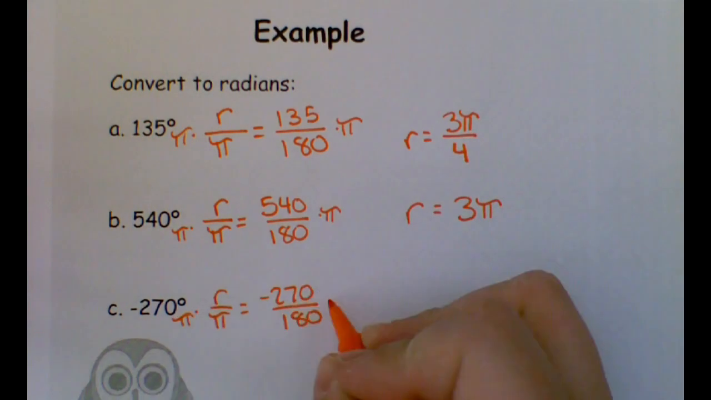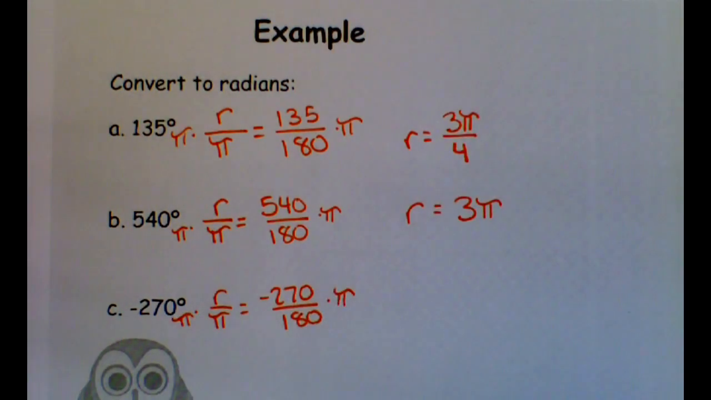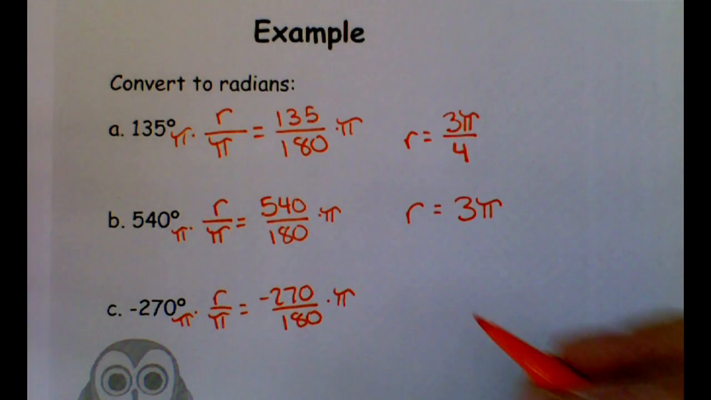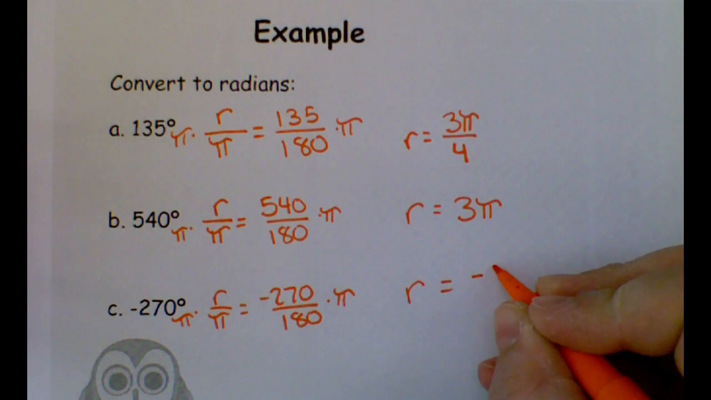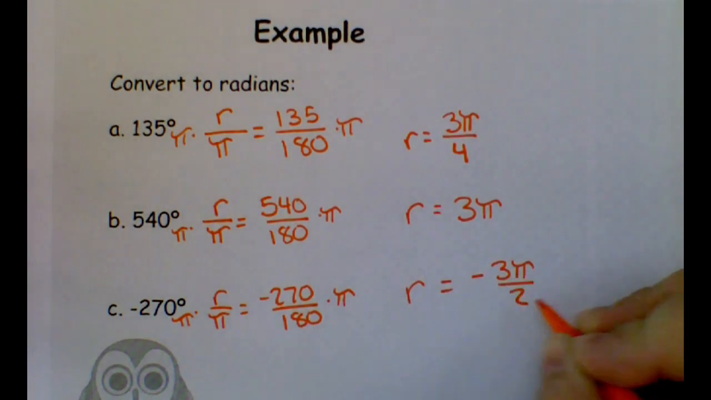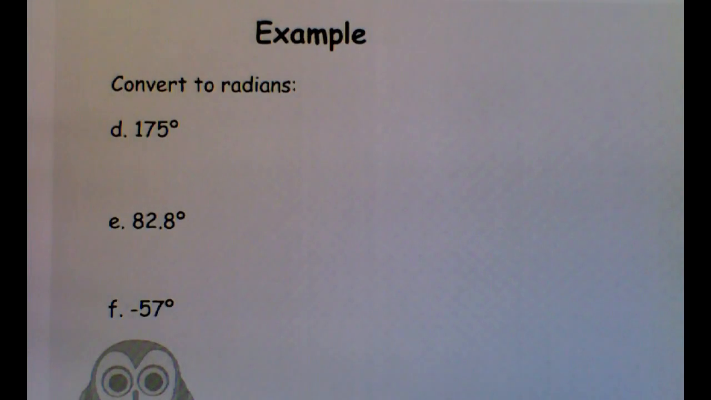All right, radians over pi equals negative 270 over 180. Multiply my pi over. Simplify negative 270 over 180. We get negative 3 over 2. R equals negative 3 pi over 2. There's our radians. All right, now I have a few that I'd like you to try, but I'll walk through them here since it's our video.